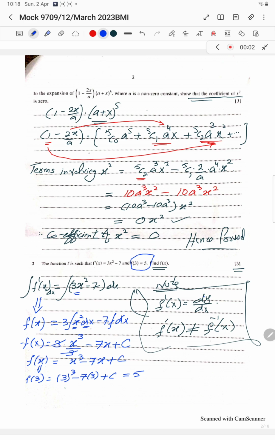So we get 27 minus 21 plus c equal to 5. So after simplifying, it comes 6 plus c equal to 5. So c is minus 1.